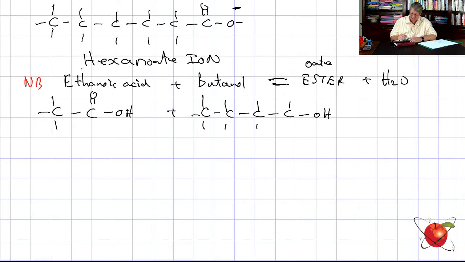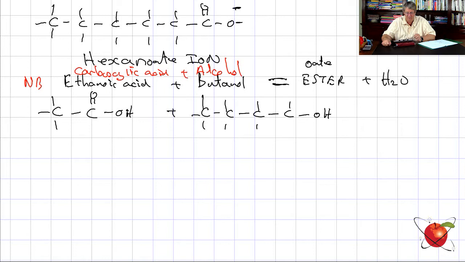A carboxylic acid plus an alcohol goes to an ester plus water. Okay? That's a standard reaction. Let's look at how this occurs.